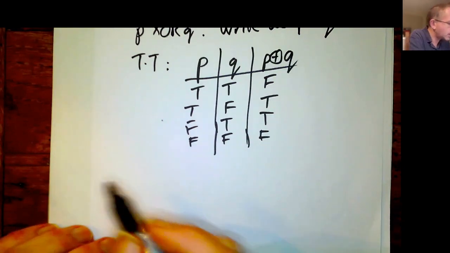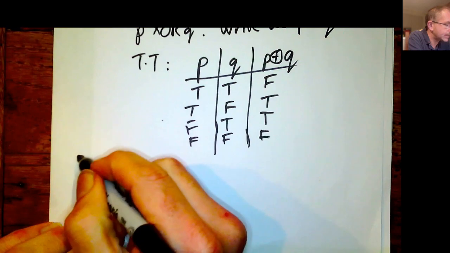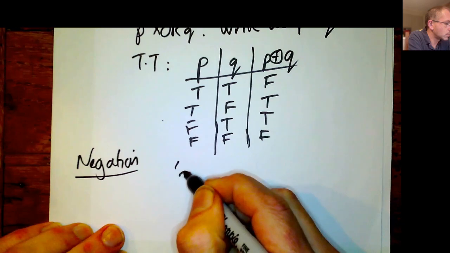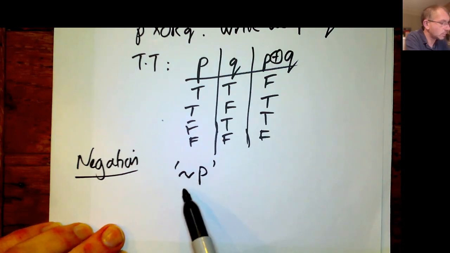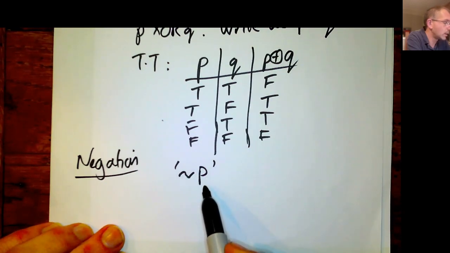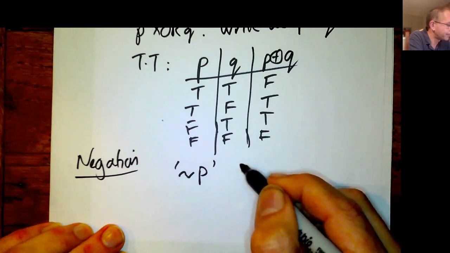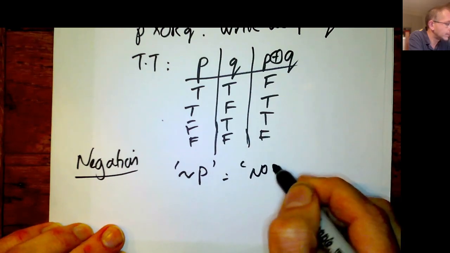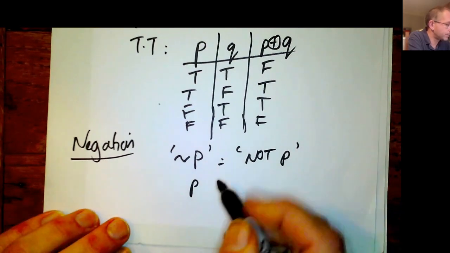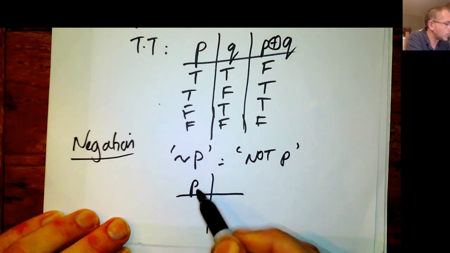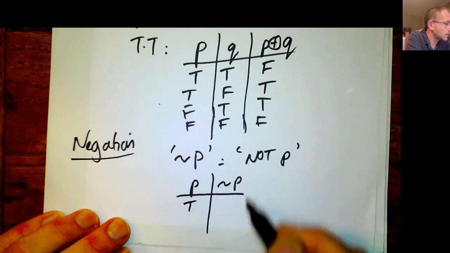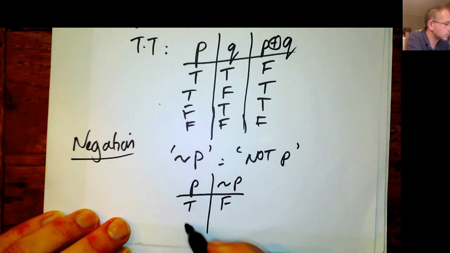Okay, very good. Now, an even simpler idea is negation. And that's going to be written like this. So that's a little sim or tilde symbol. And this means not P. So all it does is it just reverses the signal from P. So if that's P, then not P is just going to be the opposite.